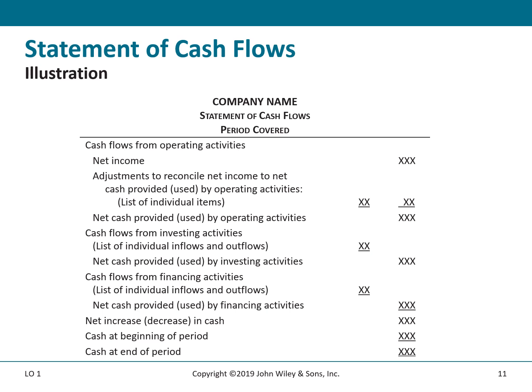So here is what one looks like. This one is looking at an operating section that is prepared using the indirect method. The starting point is net income, and then we make adjustments to reconcile net income to net cash provided or used by operating activities. Investing, list of individual inflows and outflows. Financing, list of individual inflows and outflows. Take the three subtotals, come up with your net increase or decrease in cash, and then when you add that to the beginning cash balance, you should equal your ending cash balance.